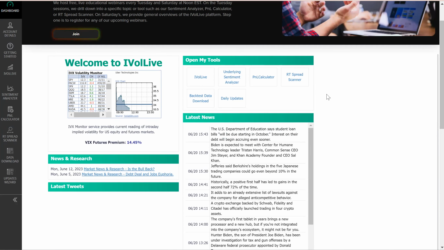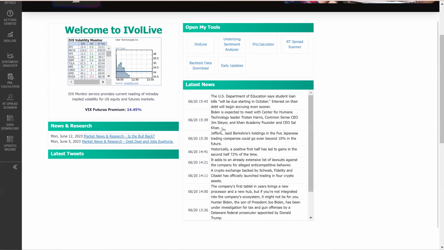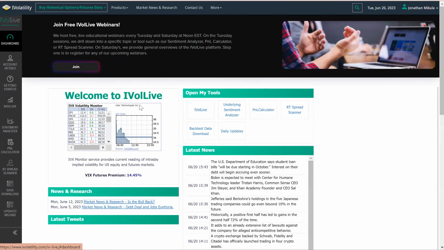And we'll say, okay, well, all of that's great, but how do you actually use it to potentially make money? So that's what I like about these articles. I'm always getting some good ideas from our editorial pieces here and from our latest news here. Then my first step before I jump into the real-time spread scanner is I'll go to IVolLive.